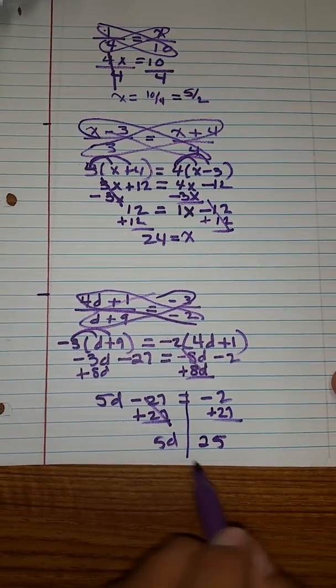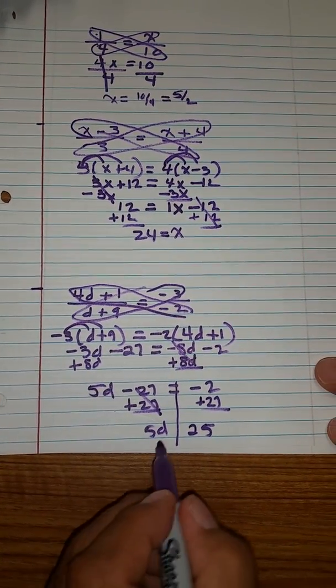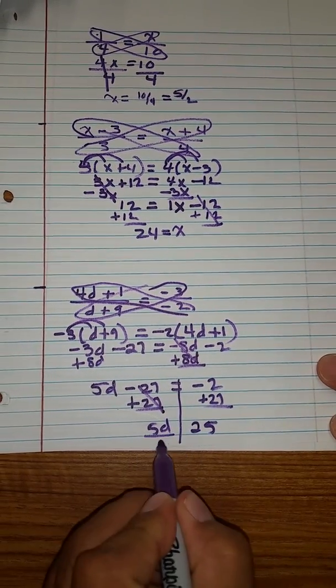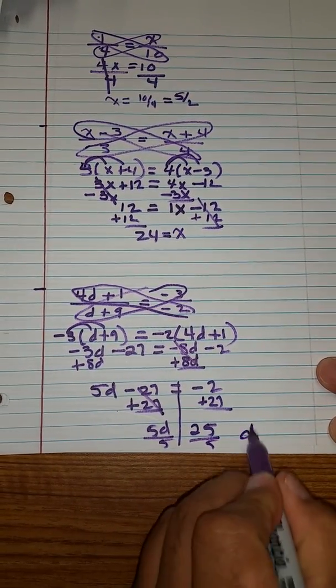Are we done? No. One-step equation. What does the letter next to the number mean? Multiply. What do we do? The opposite. Divide by 5. Divide by 5. D is equal to 5.